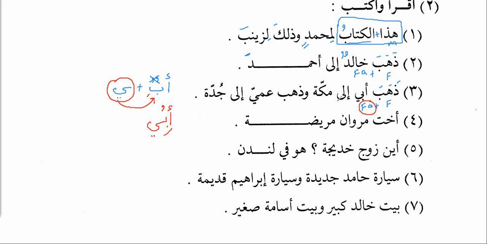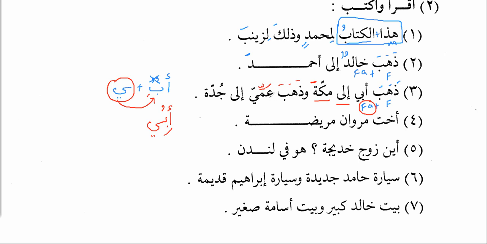Ila Makkata. Now this is the harf jar, and the name of the city is Makkah, and it is one of the names that cannot take a lam tarif. So instead of kasra, it will show by fatha. وَذَهَبَ عَمِّي.